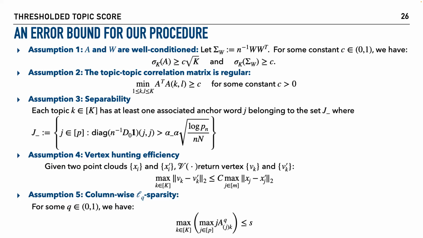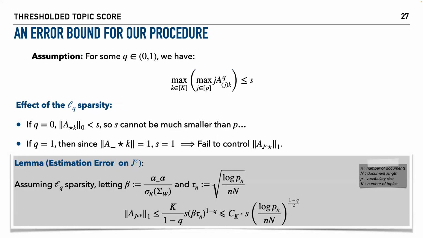We have some notion that the topics must be regular. We also need to ensure that at least some anchor words are selected, so our anchor words cannot be too rare and thresholded away. That makes sense, because what is a topic if all the relevant words are very rare? Then we're going to assume for now that we have a good vertex hunting procedure. And finally, there's our sparsity assumption. So we just need a couple of assumptions on the matrices A and W, and our sparsity assumption.